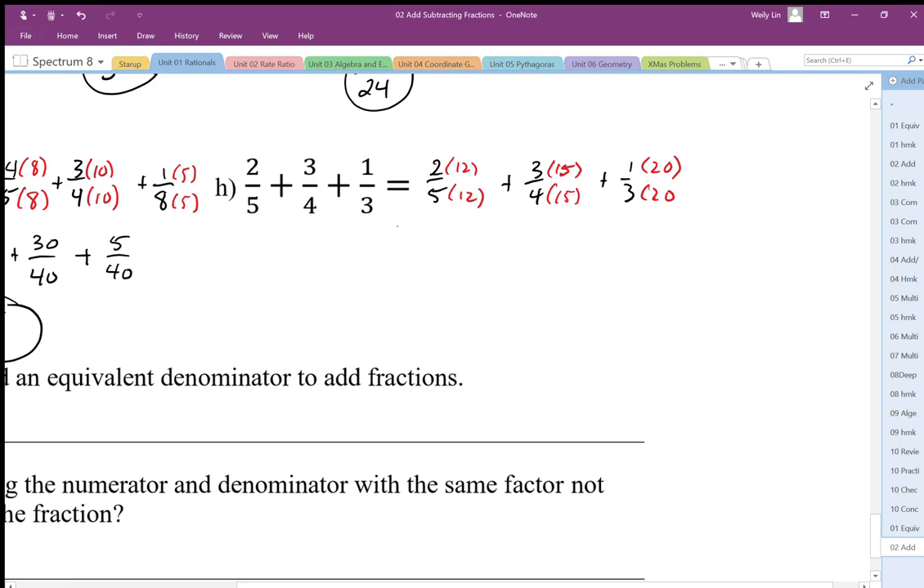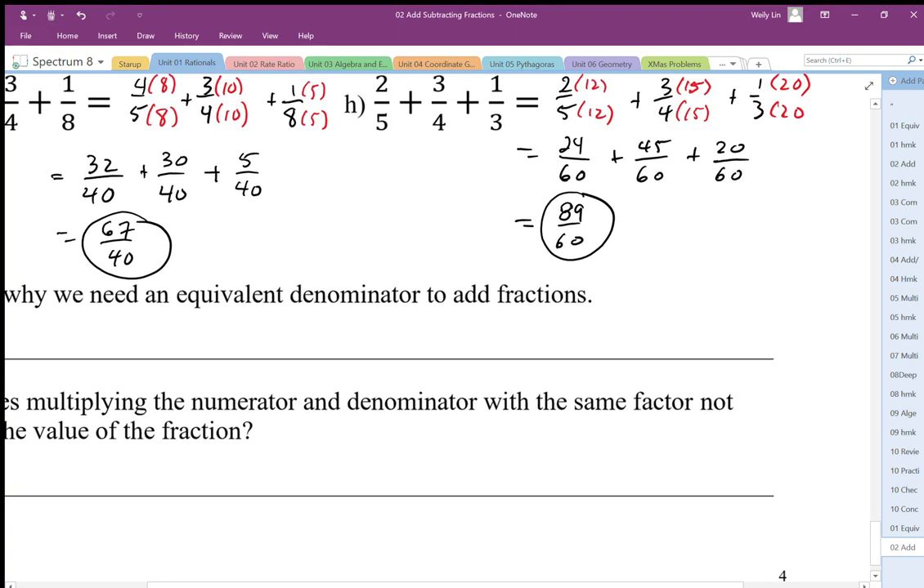And so I'm going to end up with 24 over 60, 45 over 60, and 20 over 60. Okay, so this ends up being 89 out of 60 as my final answer.